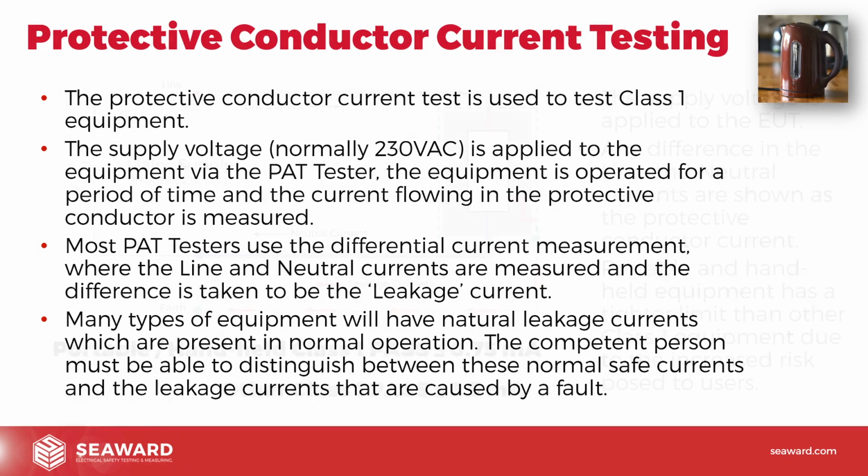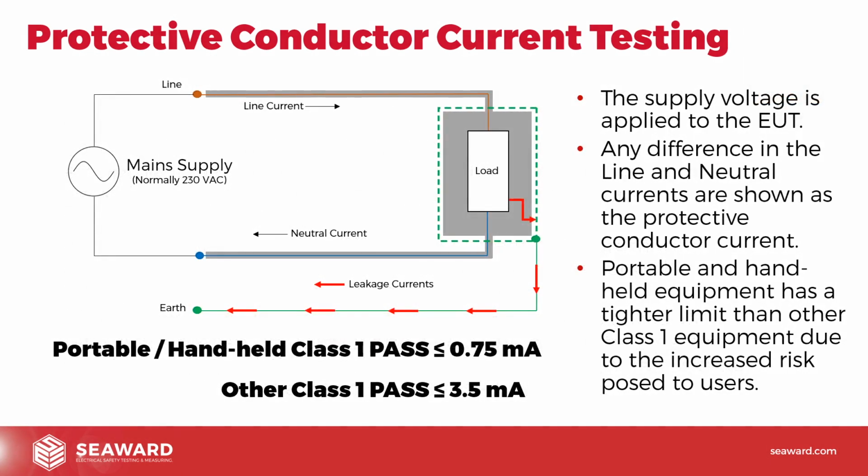So if we just go on to the next slide here, you can see a bit of a diagram. On the diagram that I've drawn here, you can see that we apply the mains voltage, normally 230 volts mains, but it could be a 110 supply or something like that. Obviously, current goes down the line, through the load, and back out down the neutral. And under normal conditions, as I say, natural leakage currents aside, the line current would equal the neutral current. So the residual current or the leakage current would be zero.